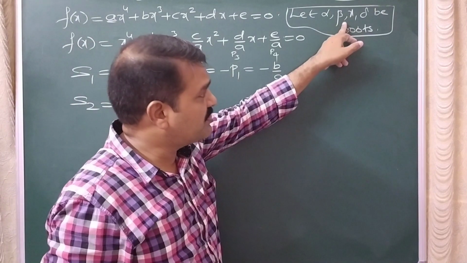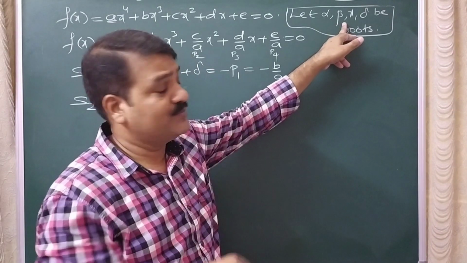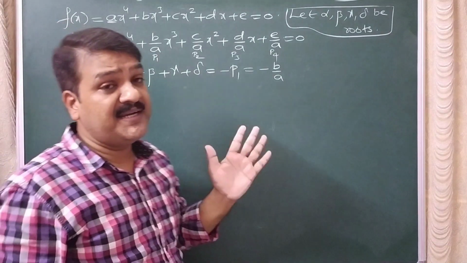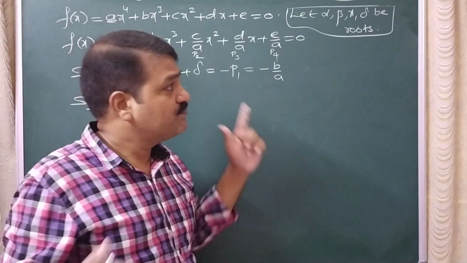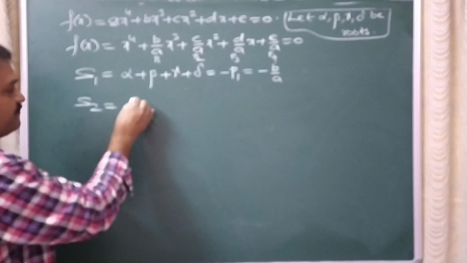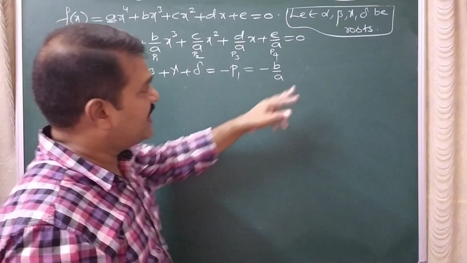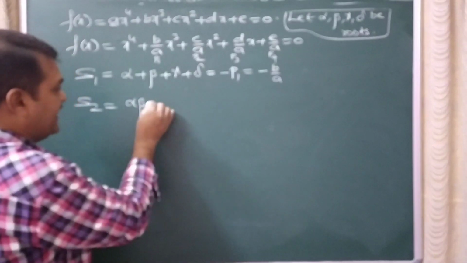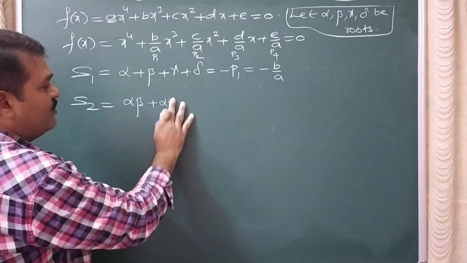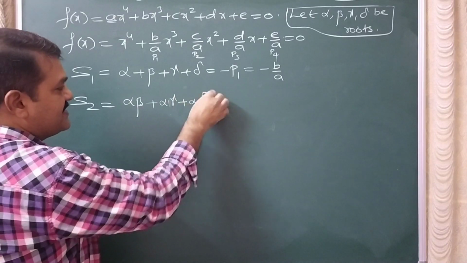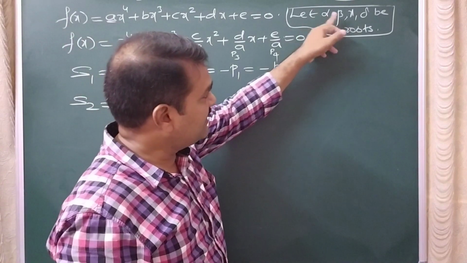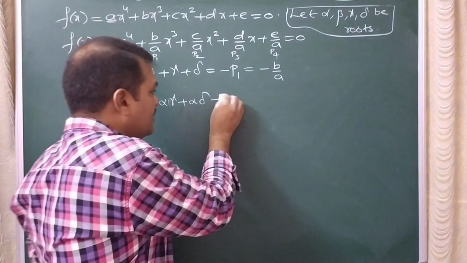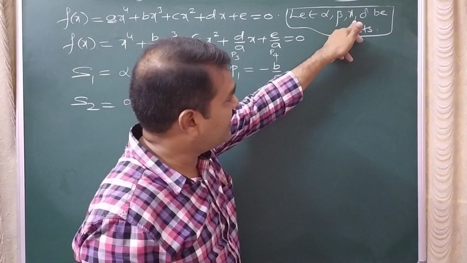S2 means sum of the products of the roots taken 2 at a time. So you have to write this very carefully. Taken 2 at a time, all combinations you have to write. So I will write in order like this. I will start from alpha. I will write alpha beta, alpha gamma, alpha delta. 3 terms I will write first. If I write like this, it will be very easy for us. So start from alpha: alpha beta, alpha gamma, alpha delta. 3 combinations I wrote. Now you start from beta: beta gamma, beta delta.